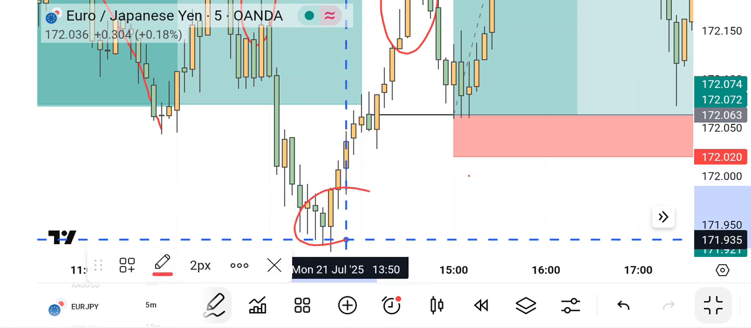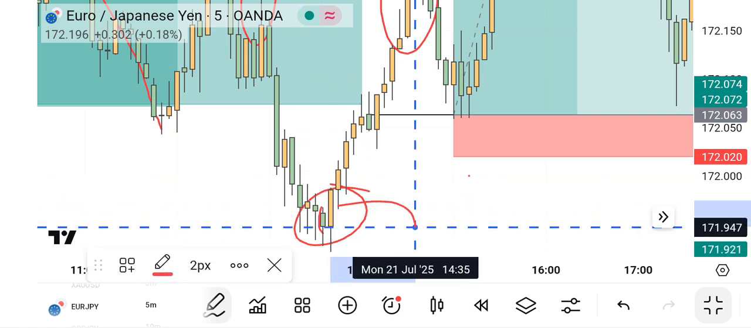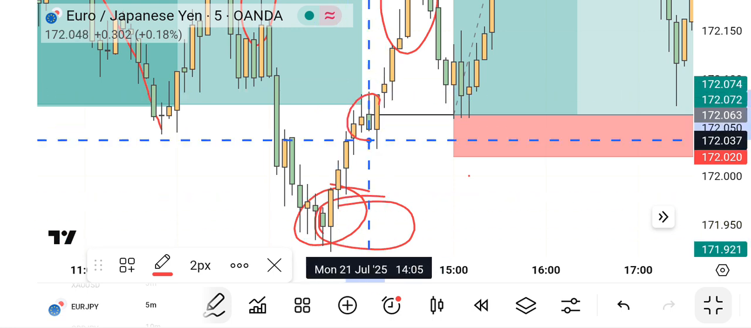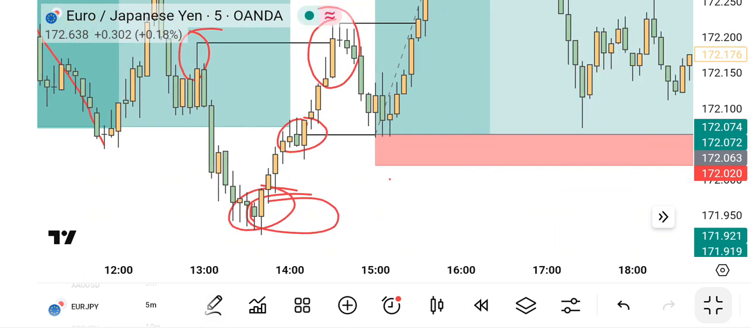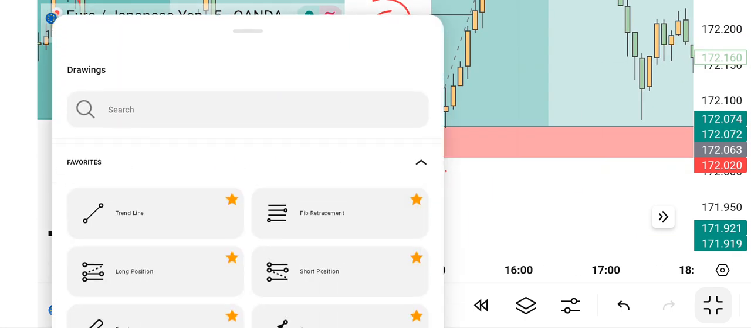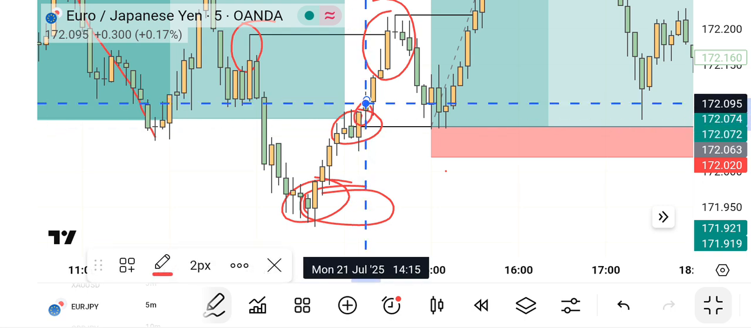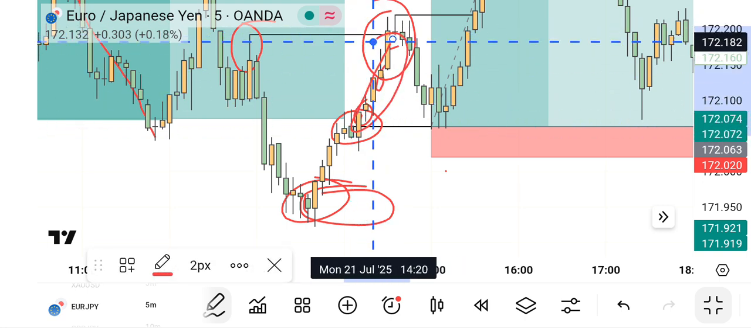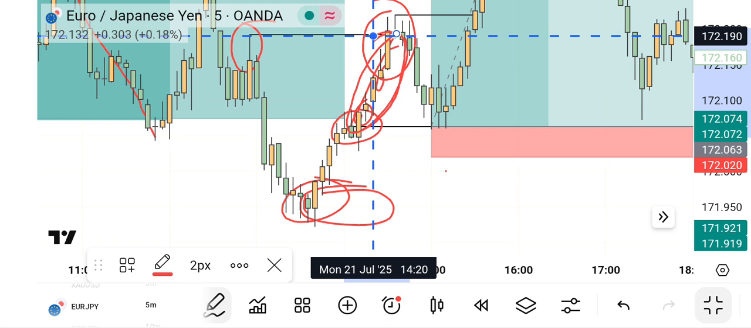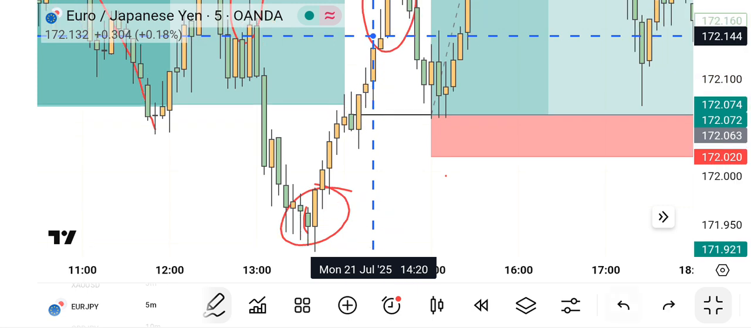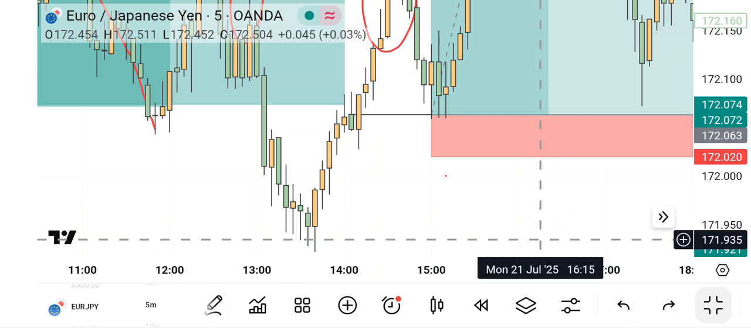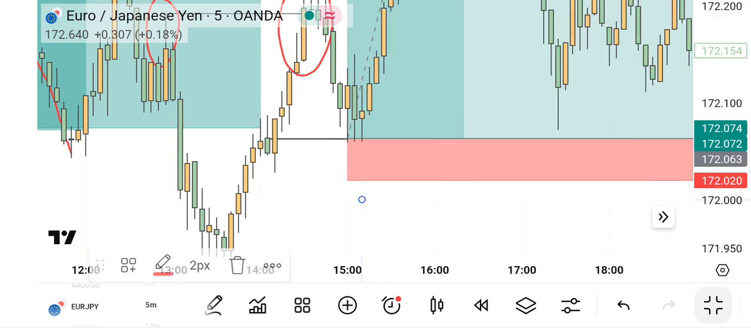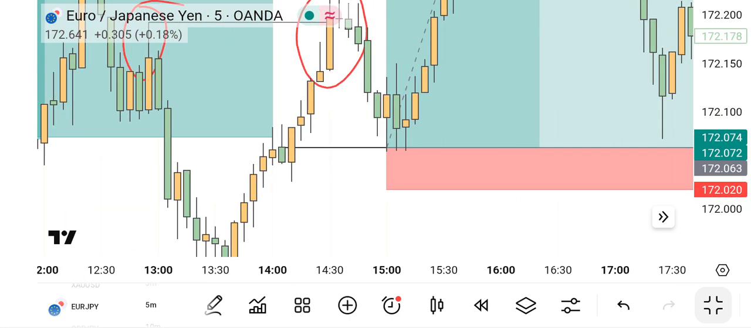We have this supply zone around there. We have another one here, and we have some three long candles, three bullish candlesticks here, which is this. These candlesticks, all these ones, are indicating that the buyers are in the market. So that's another confirmation if you are not using the supply and demand zone.